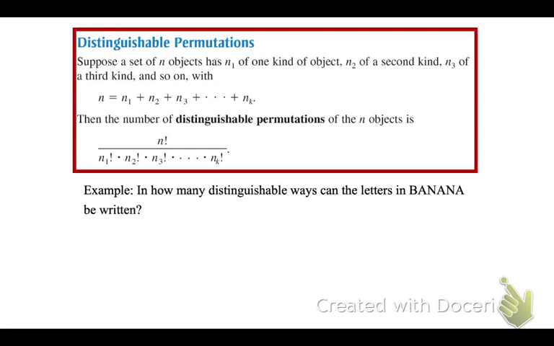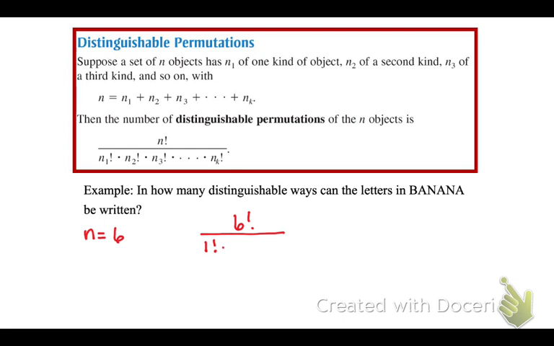So if I have the word banana, it says how many distinguishable ways can the letters in banana be written? So n is the number of things we have, yes? So how many letters are in banana? 6. Okay? So we do 6 factorial. Then we go underneath and every letter. How many b's are in banana? 1. So 1 factorial.